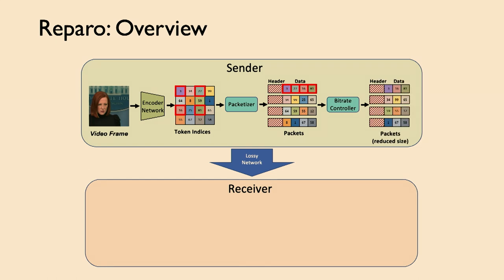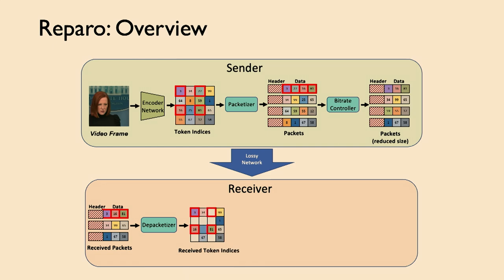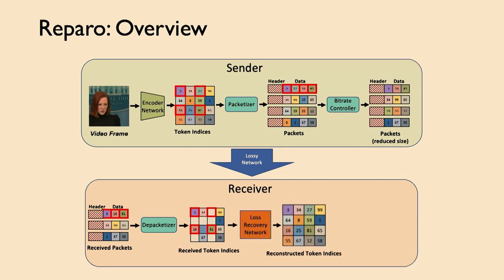What's nice is that because the receiver is tolerant to missing tokens, we can do very simple bitrate control here. If we need to bring down the bitrate, the sender will just drop some fraction of the tokens in the packets. We send these packets over the network, and the receiver puts the tokens back in place into the matrix. Now we have a matrix that is missing some of the tokens. So before we decode, a model fills in the missing tokens. It generates the missing tokens, and then we pass that to the decoder.